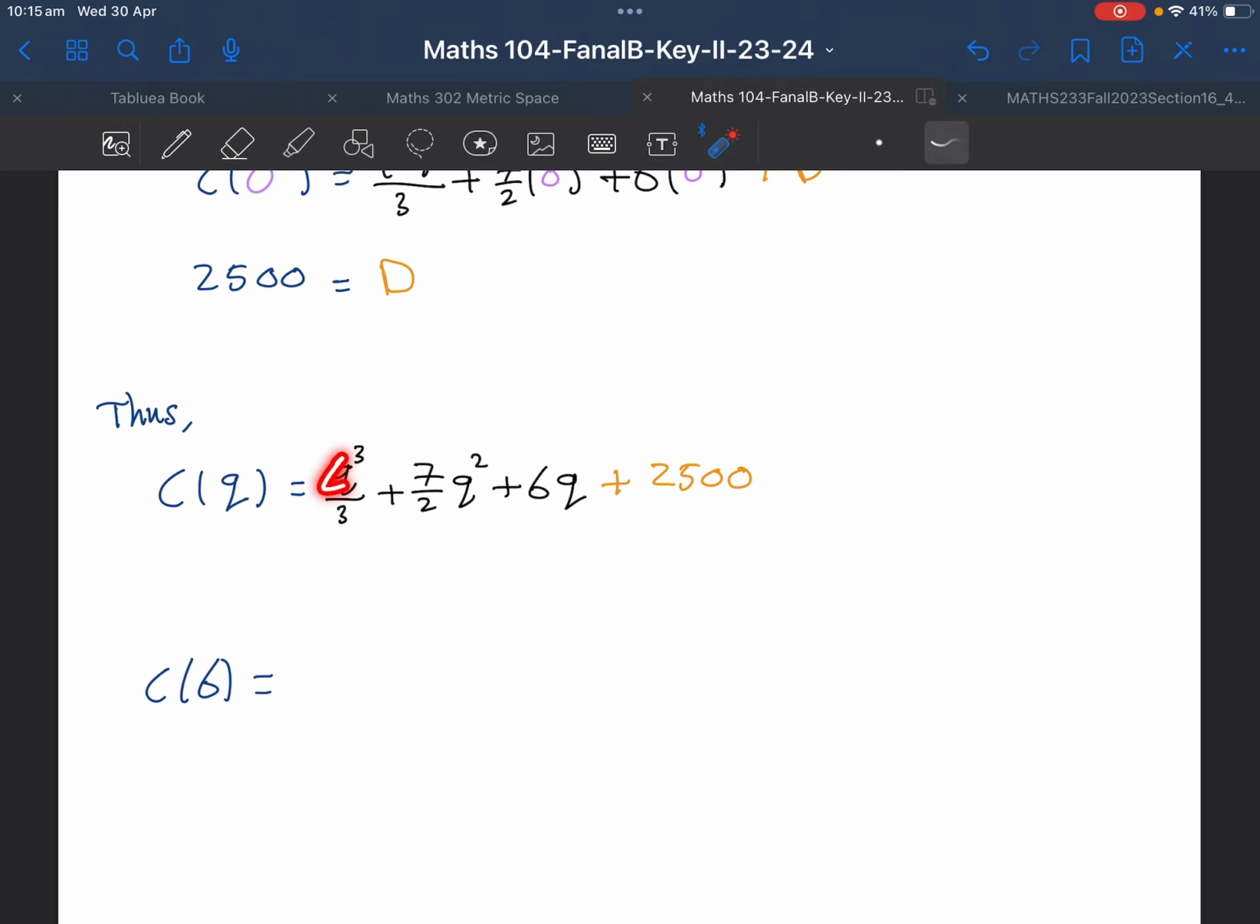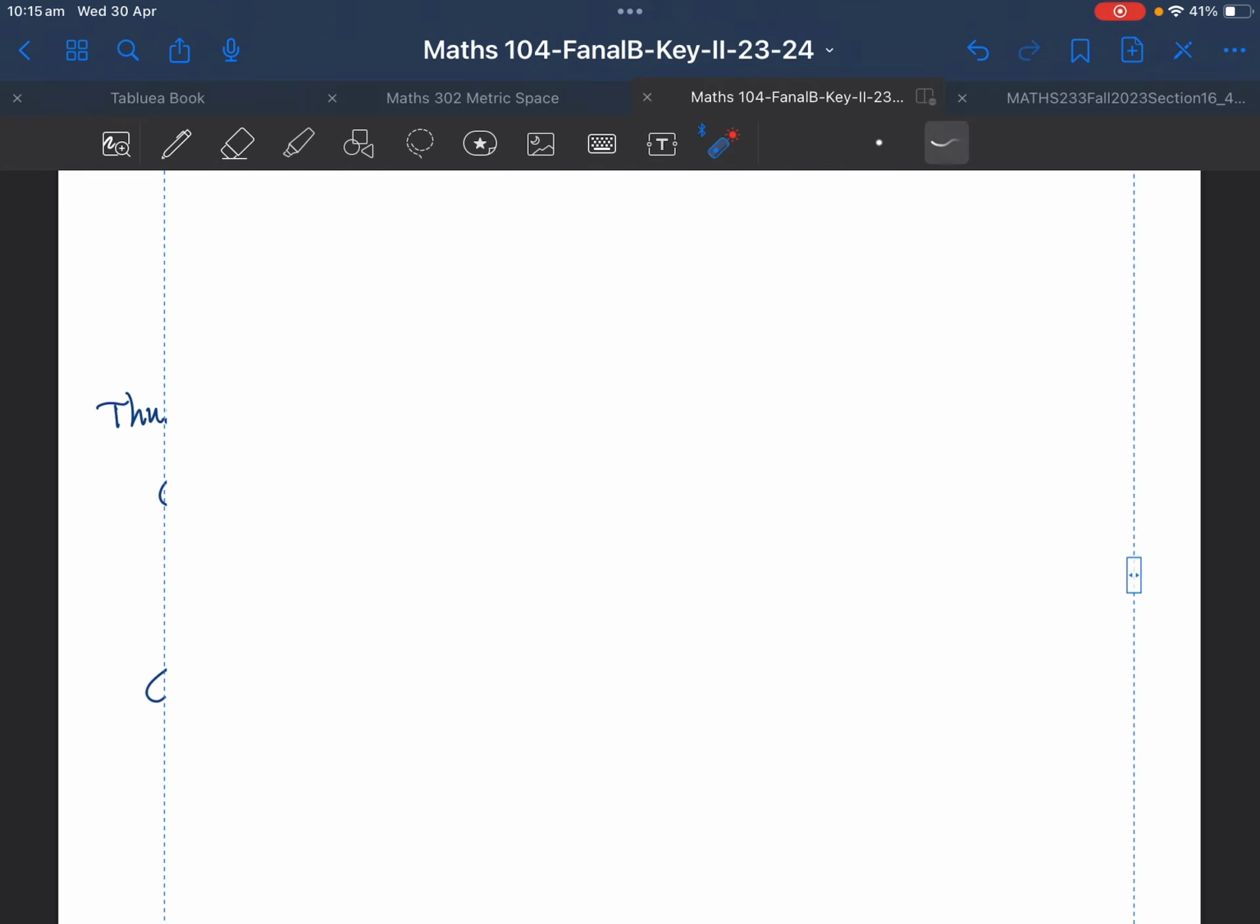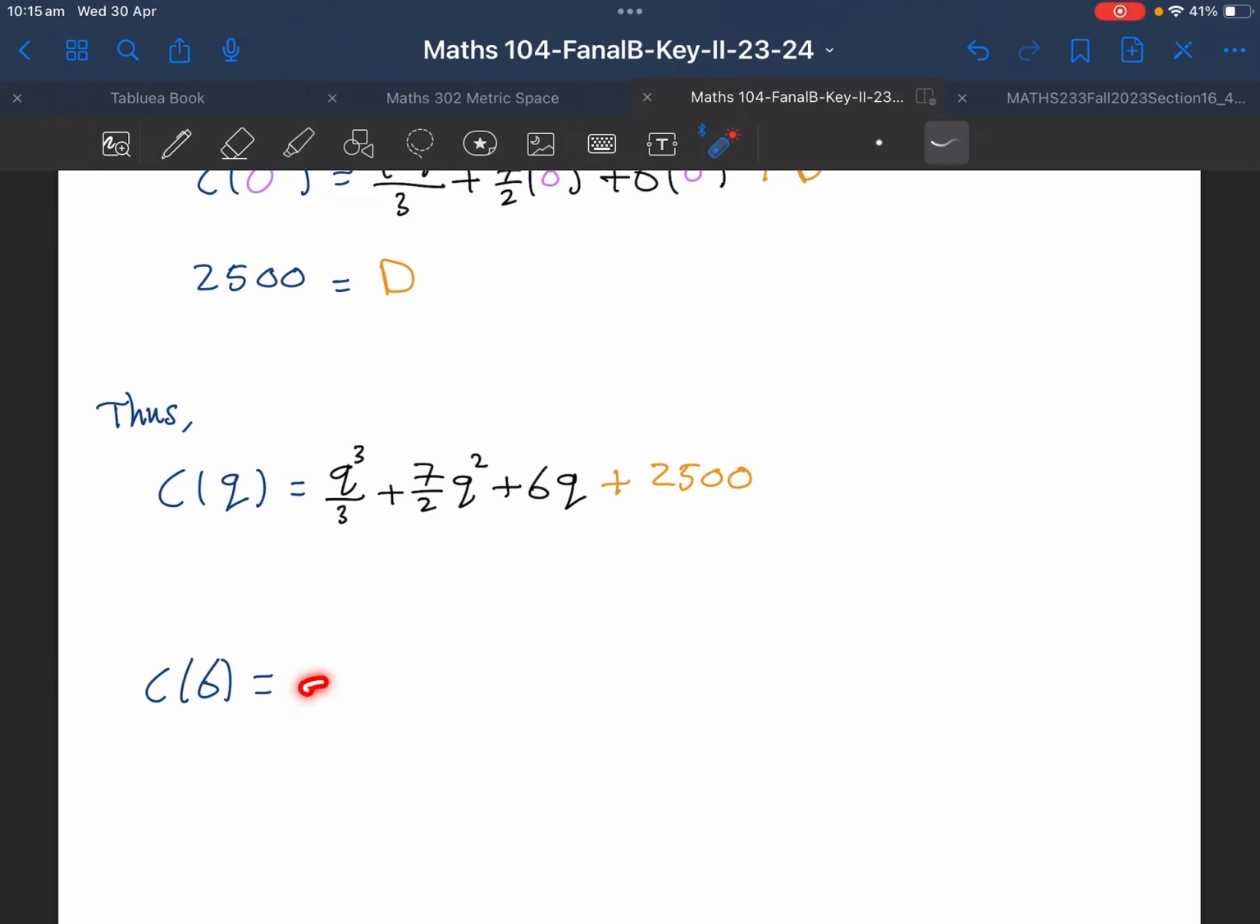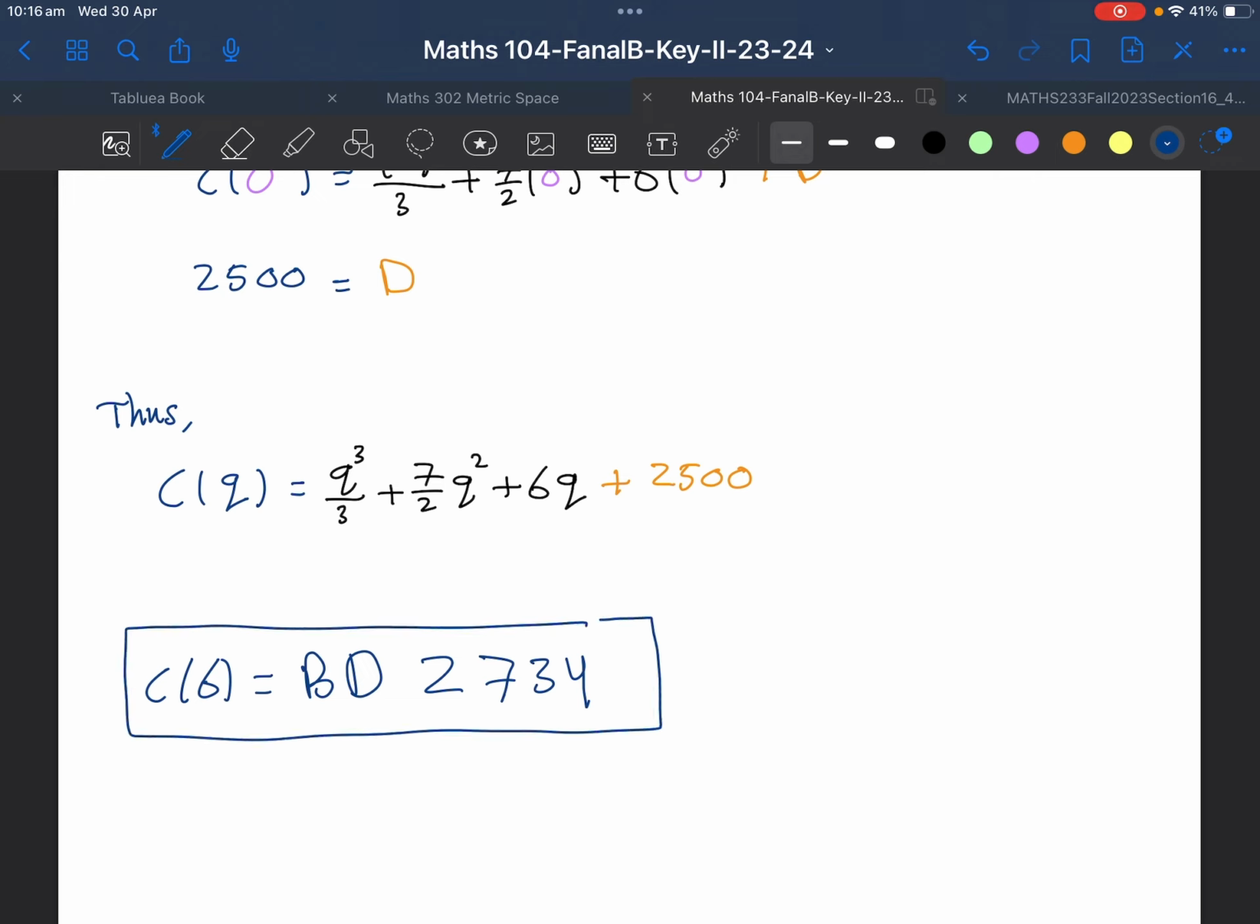All you need to do is use your calculator, substitute 6, and write the final answer here. If we do it with the calculator, the answer will be 2734. And this is my final answer here.